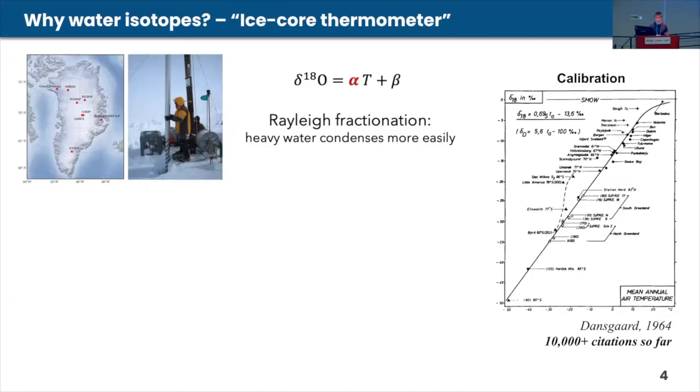By the way, this plot is from the original Dansgaard 1964 paper, which has been cited by more than 10,000 times, which I think highlights the importance of oxygen isotopes in the paleoclimate research.